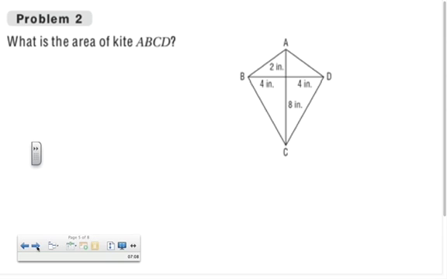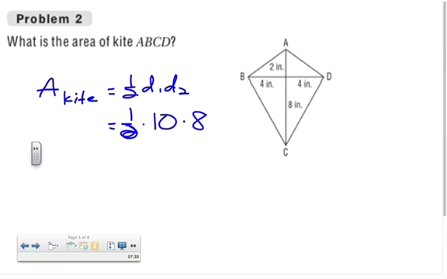So let's find the area of a kite. What are the lengths of my diagonals here? 10 and 8. So our final answer is 40 square inches. There's a your turn there in your notes. Please take a moment to work through that.